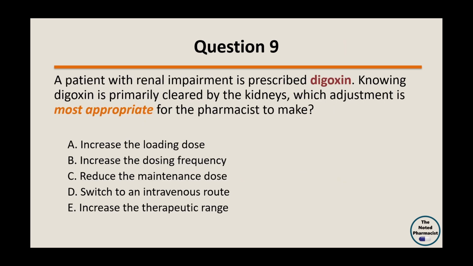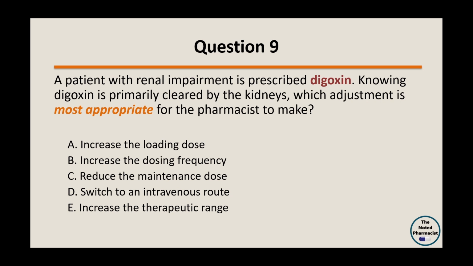Question 9. A patient with renal impairment is prescribed digoxin. Knowing digoxin is primarily cleared by the kidneys, which adjustment is most appropriate for the pharmacist to make? Option A, increase the loading dose. Option B, increase the dosing frequency. Option C, reduce the maintenance dose. Option D, switch to an intravenous route. Option E, increase the therapeutic range.